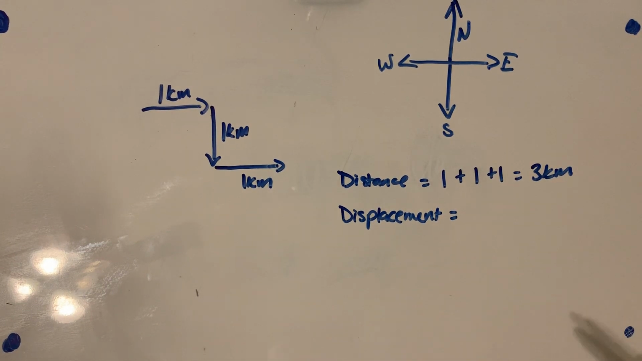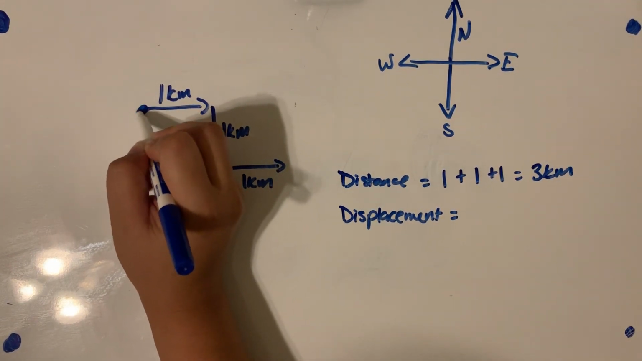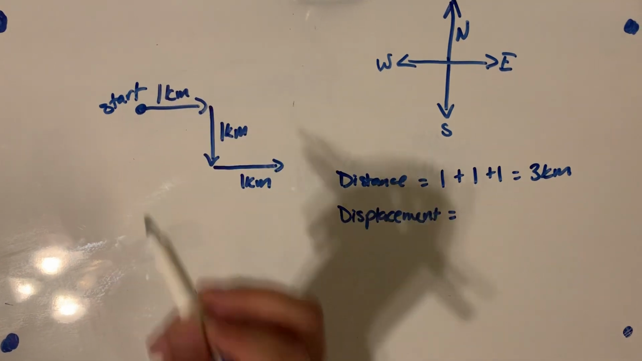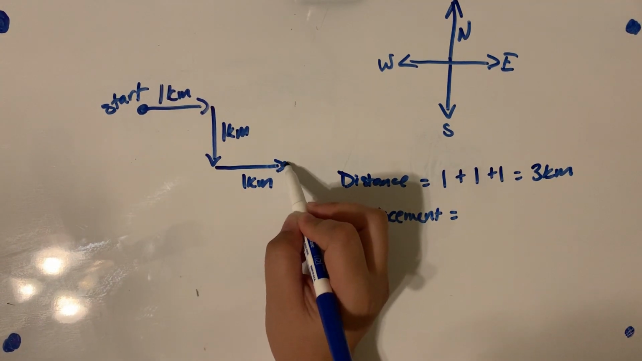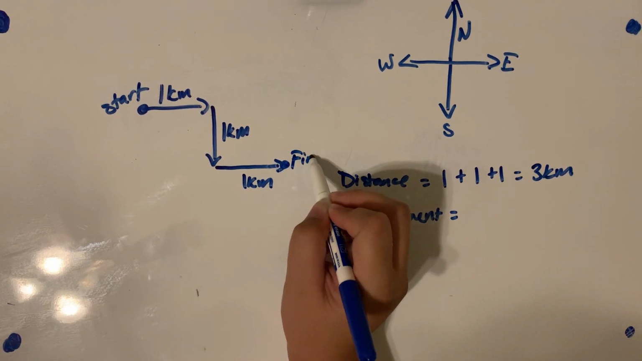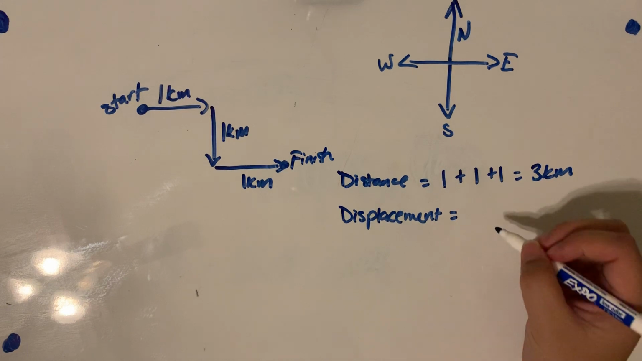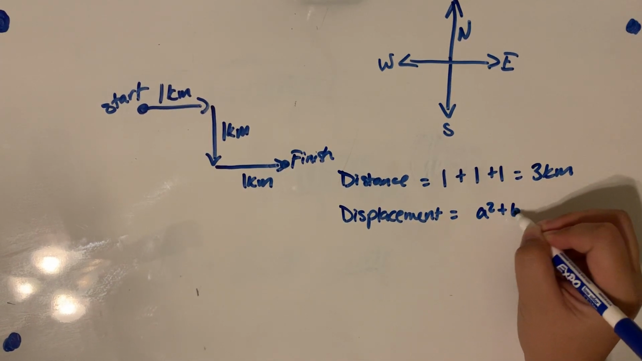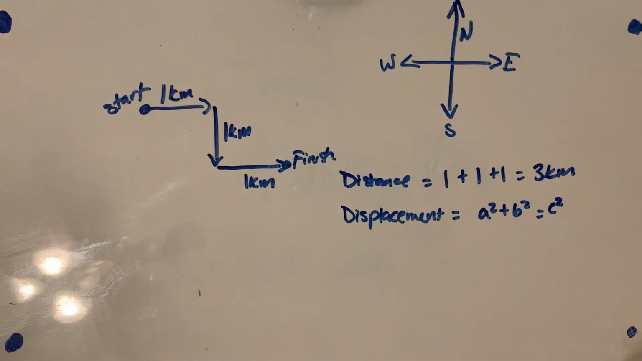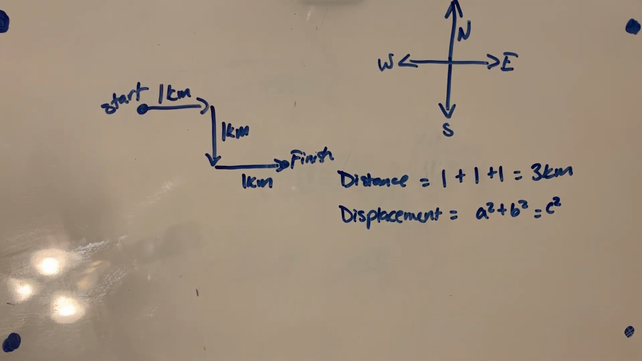All right, displacement. We said it's from your start, so this is where you started, okay, to finish, which was right here. Now, to find displacement, you have to do a squared plus b squared equal to c squared. Okay, essentially a right triangle. So how do we do this? Look, you drew it out, right? But it looks nothing like a right triangle. So you're going to create your right triangle, all right?